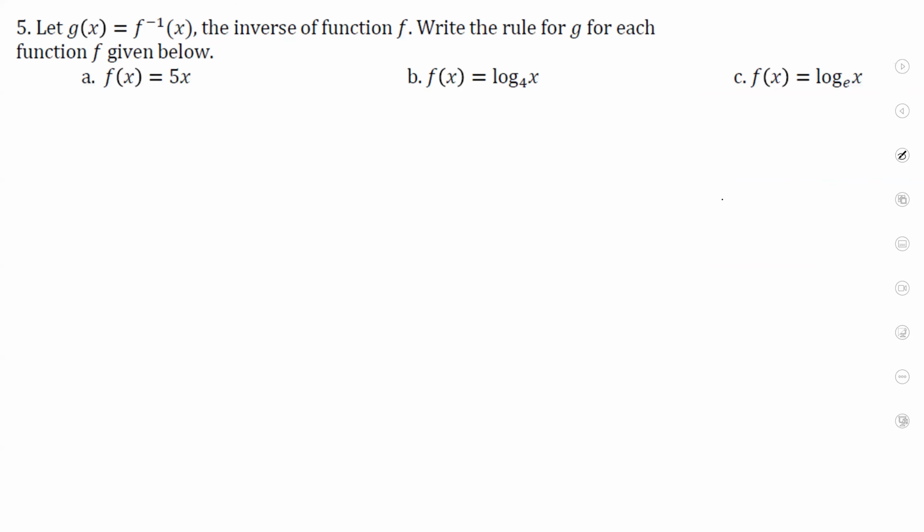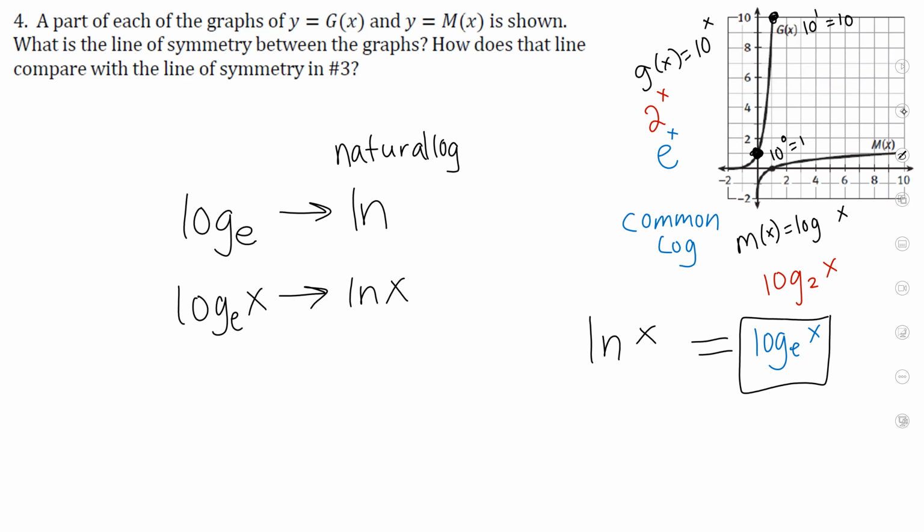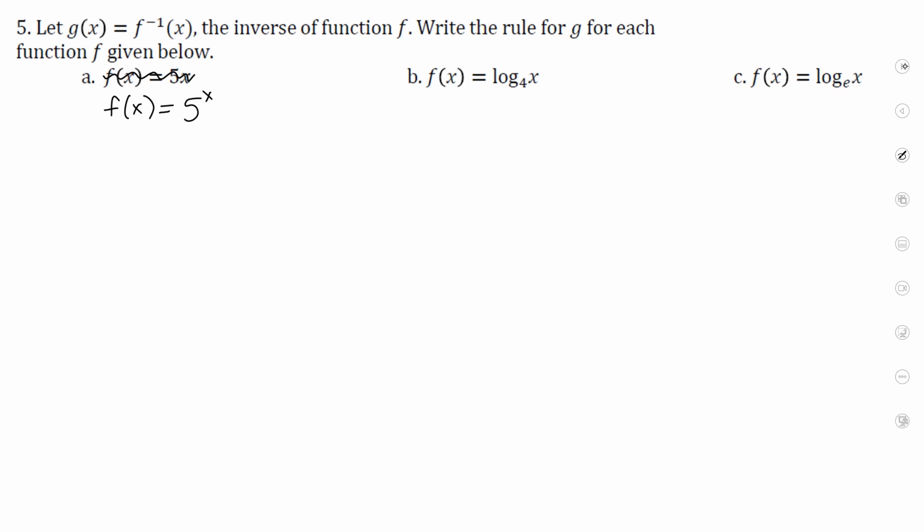So let's look at some examples. Guys, number 5, we have a little error right here. Please write this as f of x equals 5 to the power of x. Okay, so we're going to write the inverse of each one. Guys, based off of what I just told you here, right? If I have 10 to the power of x, this is the inverse. If I have 2 to the power of x, this is the inverse with base 2. What do you think the inverse of 5 to the power of x is? Log base 5 of x. Yes. So we're going to write it as g of x, which is the inverse, is log base 5 of x. That is the inverse.